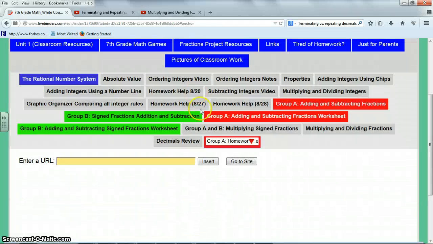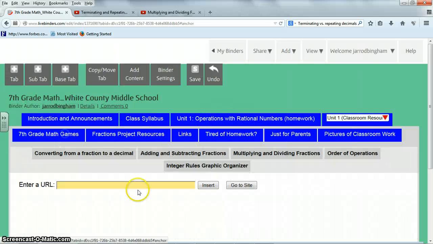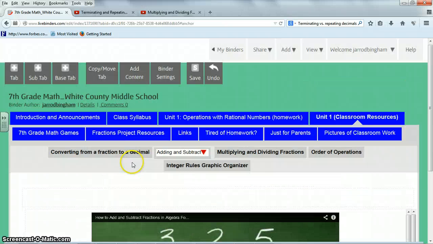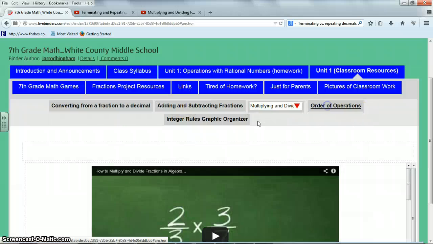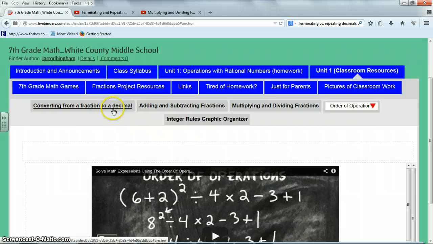And if you need any of the basics, like I told them at the end, there's a video on adding and subtracting fractions here, so you can go back and watch that. Multiplying, dividing, order of operations, anything you need should be here. Just go look at it.